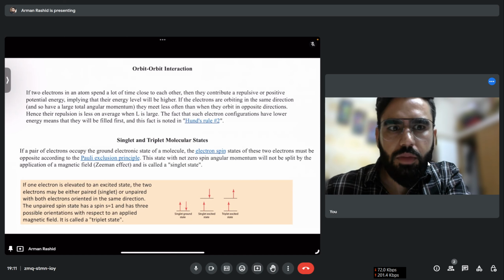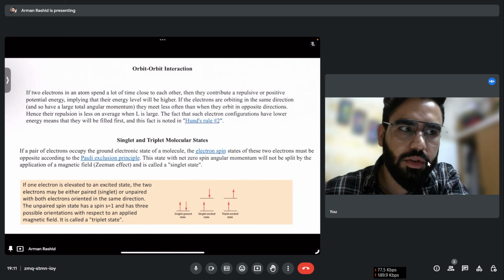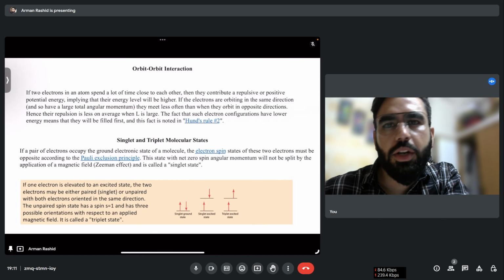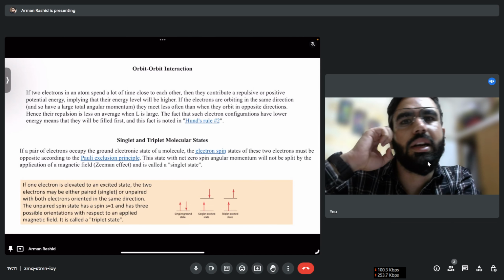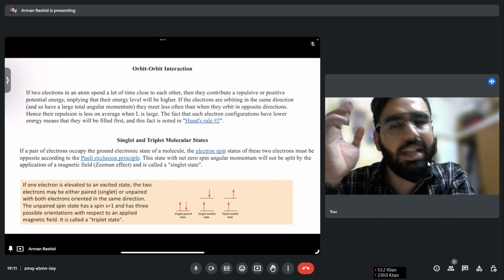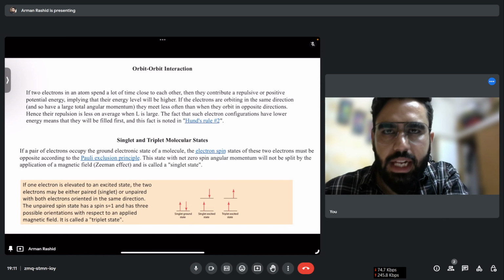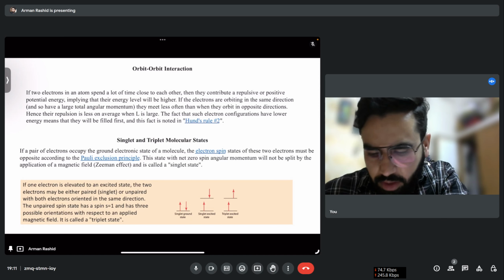Okay, so psi 1 times psi 2, but actually if we want to include the Pauli exclusion principle, then what you have to do is take a linear combination of these two, or you just make a Slater determinant. Okay, that you will read in quantum mechanics. So I will read here: the effect of the spin interaction is noted in Hund's rule. So Hund's rule first tells us about the spin interaction.